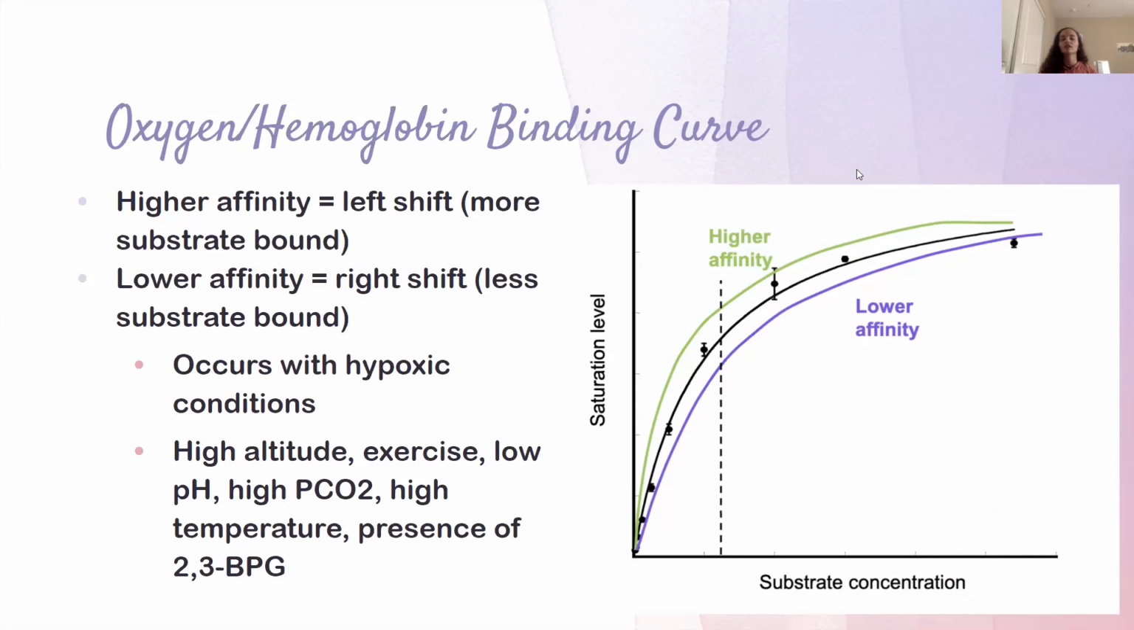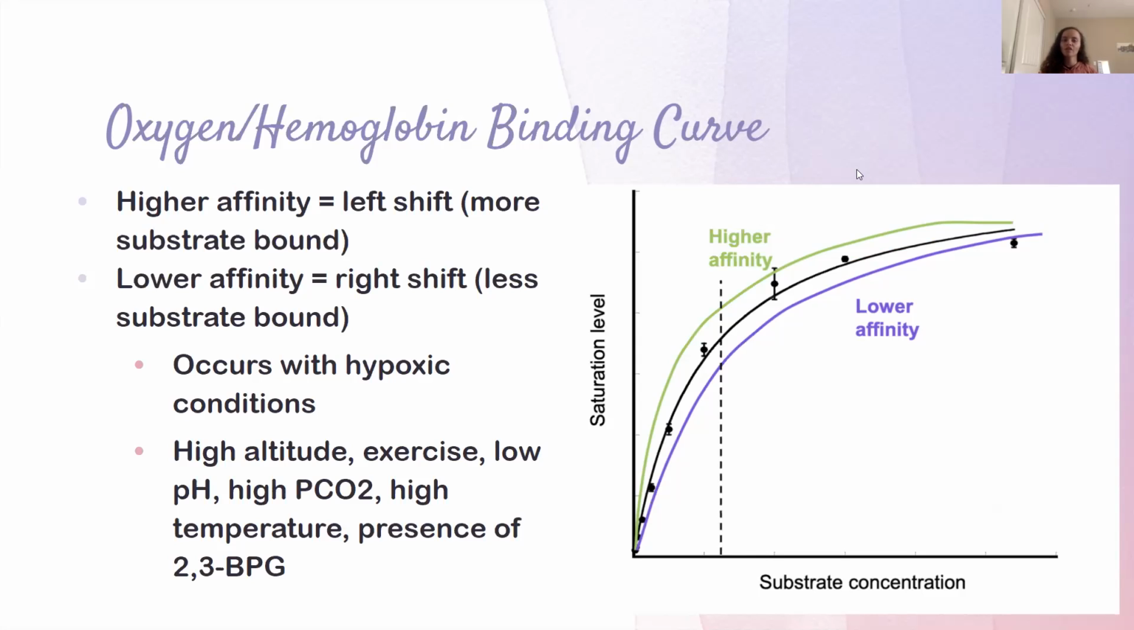So say you're doing intense exercise or you're climbing a mountain at high altitude, there's a low pH, high PCO2, all of these things, high temperature, that will cause a right shift in the hemoglobin binding curve. And so that'll trigger the release of oxygen into the tissues.